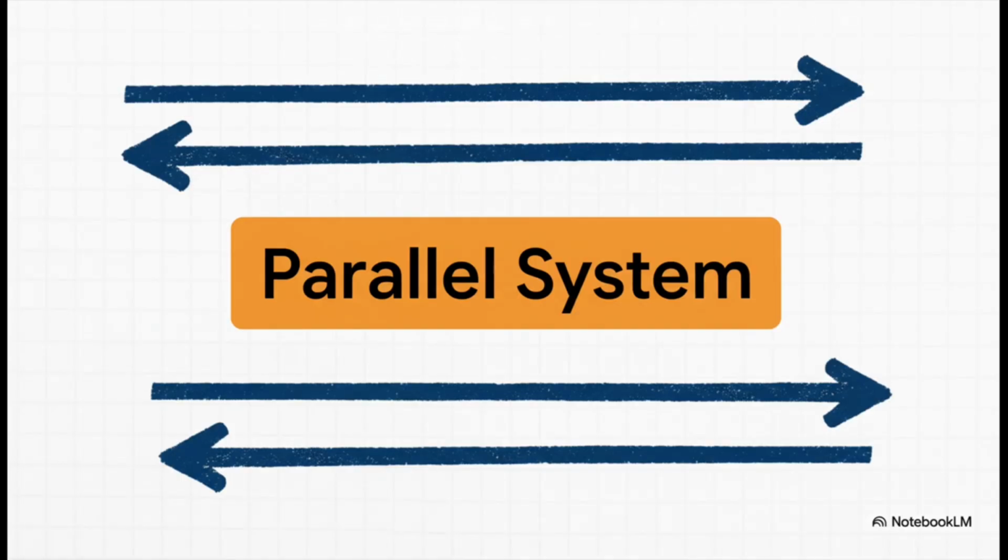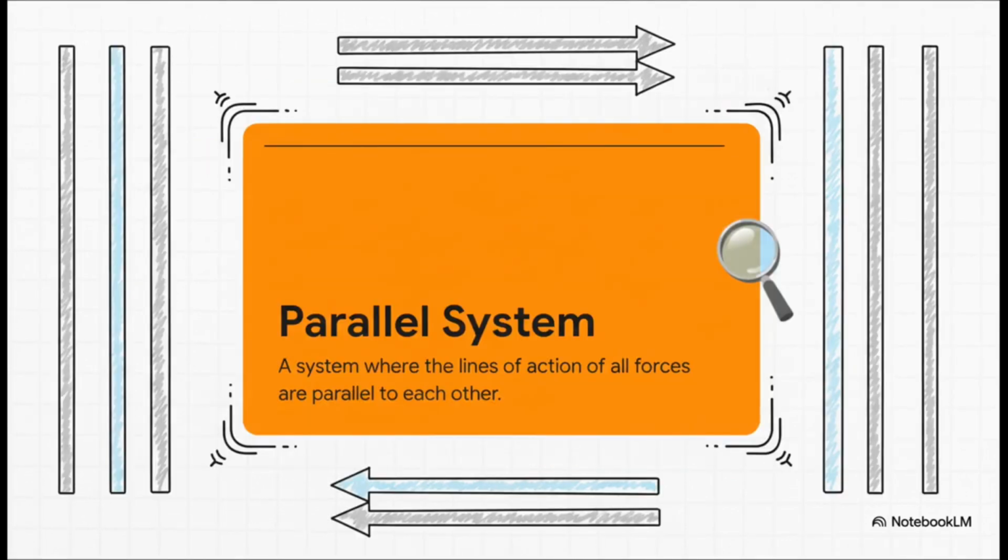What about the complete opposite? What about forces whose paths will never cross? Well, that brings us to our second type, the parallel system. And this one is exactly what it sounds like. In a parallel system, all the forces are running alongside each other, perfectly parallel. Think of lanes on a highway. They're all going in the same direction, but they never, ever intersect.